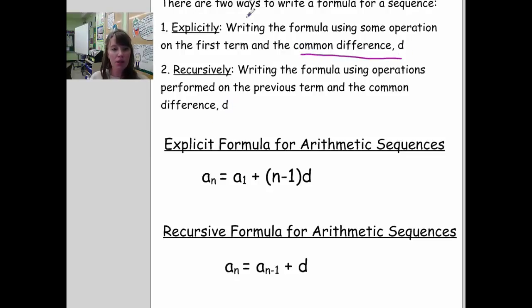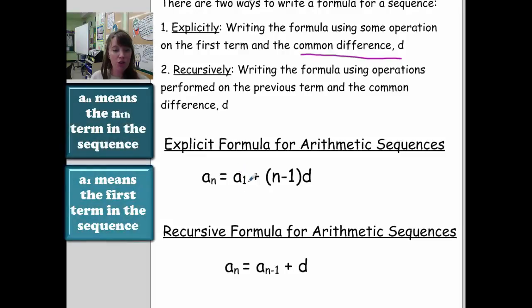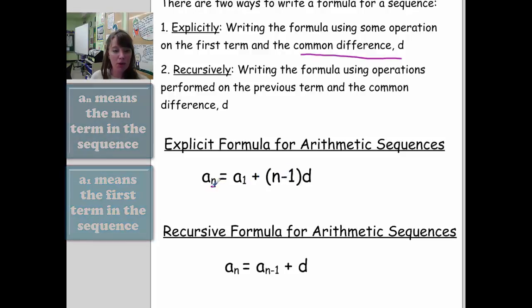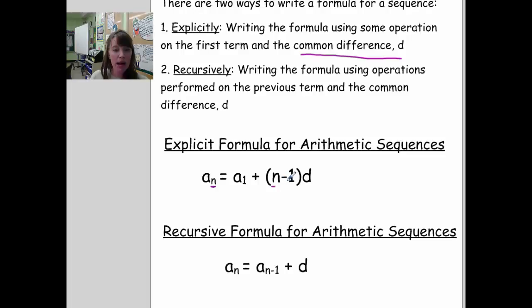All right. Now, let's just look at the explicit formula here. To get any term in the sequence, you take the first term. So a sub 1 is the first term, if you recall. And you add to it the term number, so if n is the term number, you add to it n minus 1 and you multiply that by d, the common difference. We're going to do some examples pretty soon. I just wanted to walk you through what this formula was.